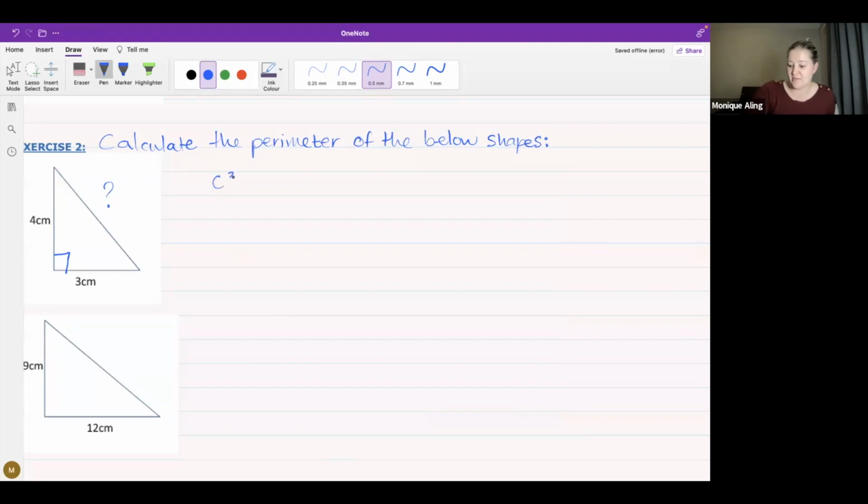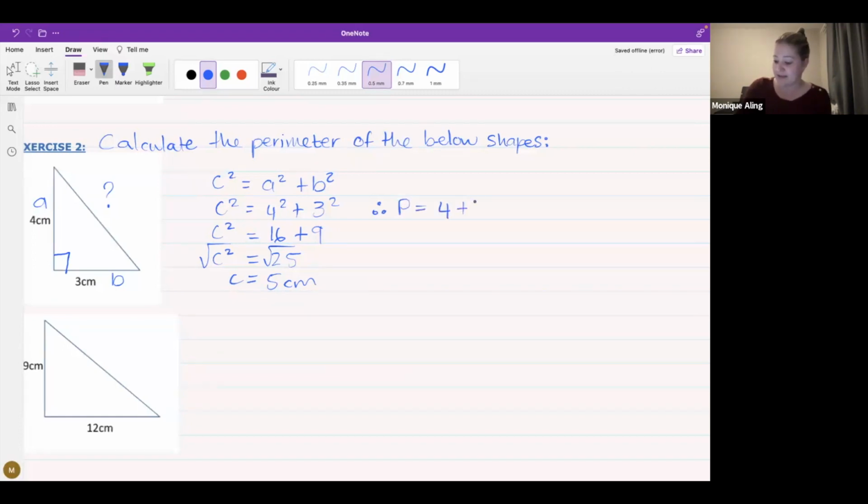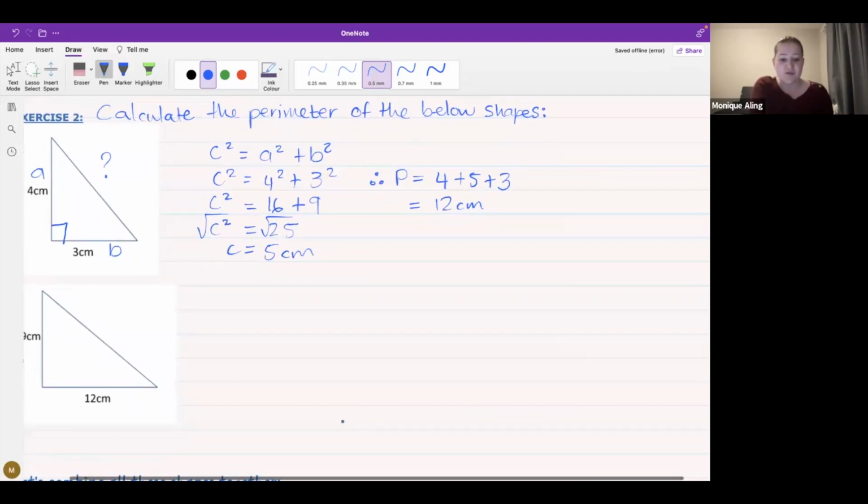Fantastic. So using our Pythag formula, it doesn't matter which side you label as A or B. C squared is equal to 4 squared plus 3 squared, which is C squared is equal to 16 plus 9, which is 25. Square root, C is equal to 5 centimeters. And therefore our perimeter is, add all the sides together, so it's 4 plus 5 plus 3, which gives us 12 centimeters, which most of you got. Well done.